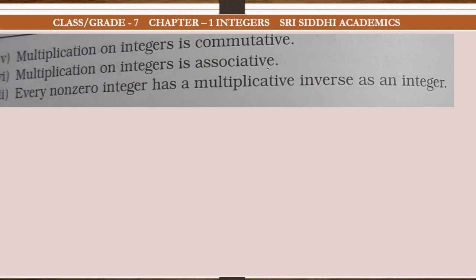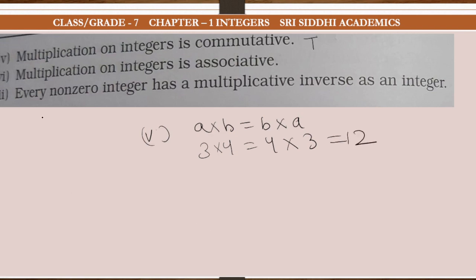Question number 9. So 5 says multiplication on integers is commutative. Yeah, that's true. A into B is equal to B into A, where A and B are integers that we know. Whether you multiply 3 into 4 or you do 4 into 3, one and the same thing, the answer will always be 12, right? So this is true.